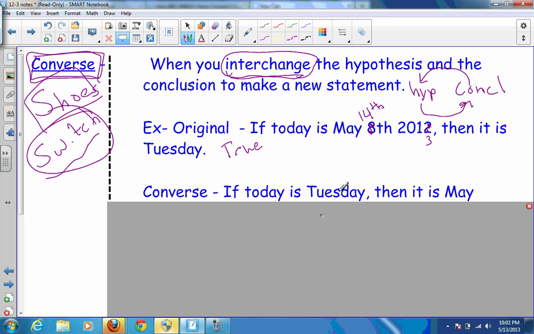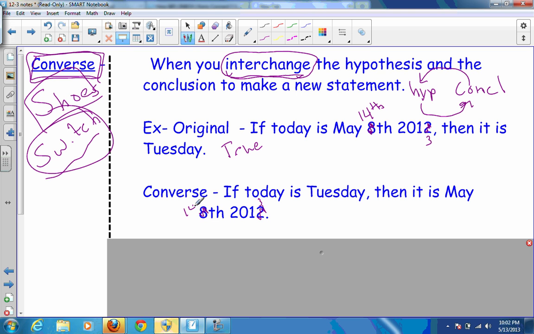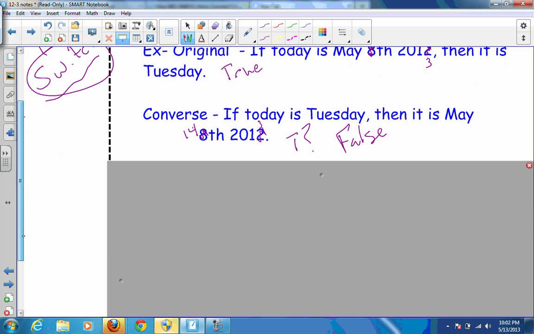If today is Tuesday, then it is May 14th, 2013. Now, is that true? If today is Tuesday, then it's May 14th, 2013. Is that true? Well, of course it's not true. Now, here is what you need to know about proving things true or false.